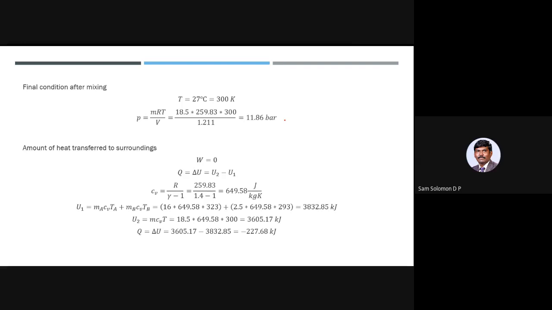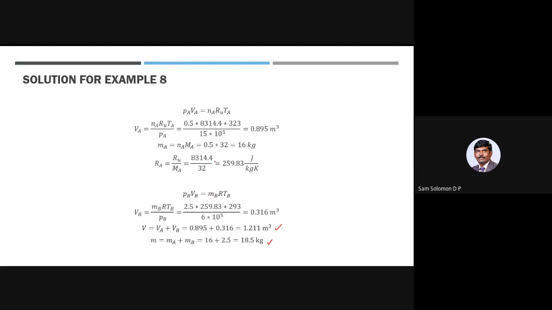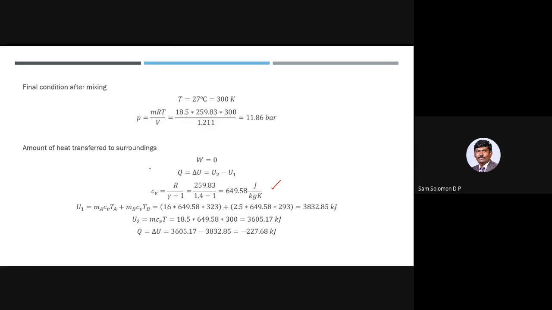So your Q is simply equal to delta U, which is mCV into T2 minus T1. And CV, you can use the relation R by gamma minus 1, and you can get the value of CV. R is known to us, this 259.83. If you look at the previous slide, 8314.4 divided by 32, so that is 259.83. The R value is constant. In both the cases, the gas is oxygen, so your R value is 259.83.